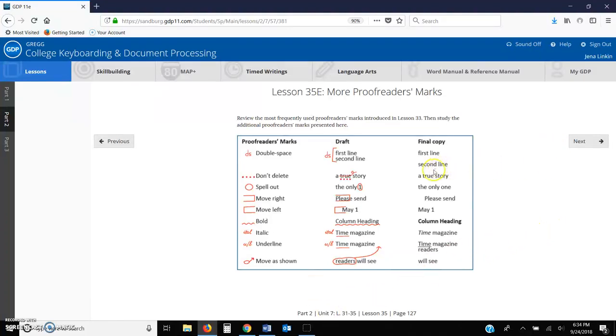And that is pretty much all I'm going to go over with this particular lesson. So if you have any questions on what a proofreader mark means, give me a call and I'll try to help you through it. All right.